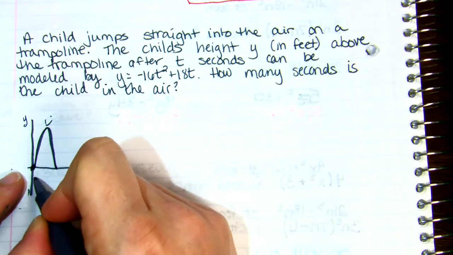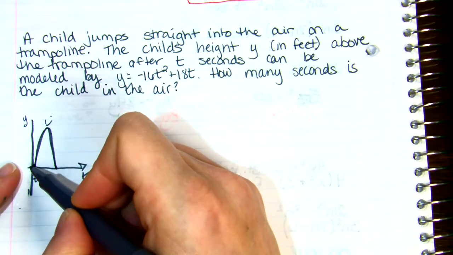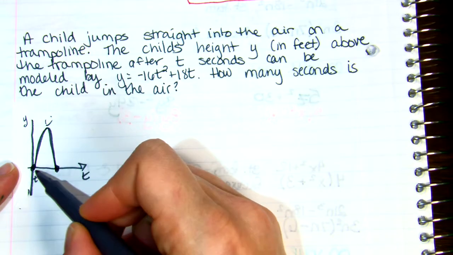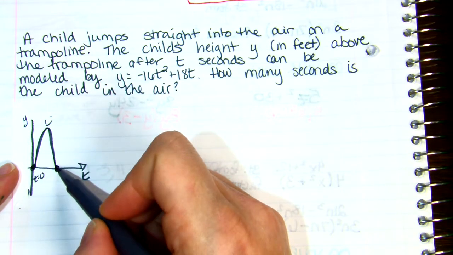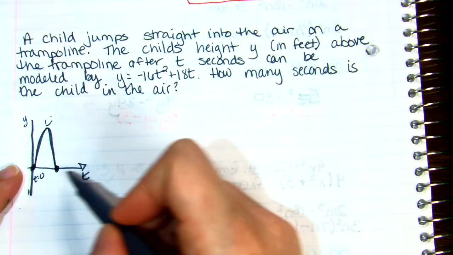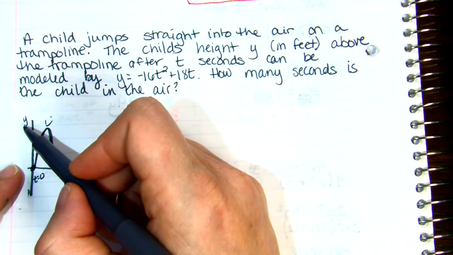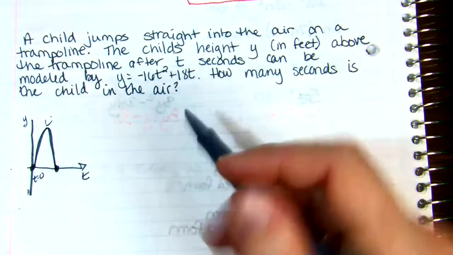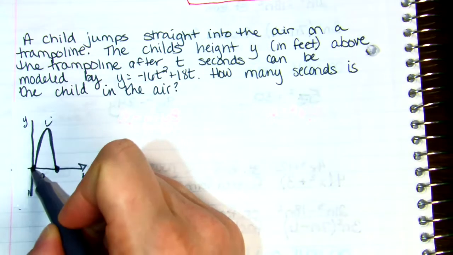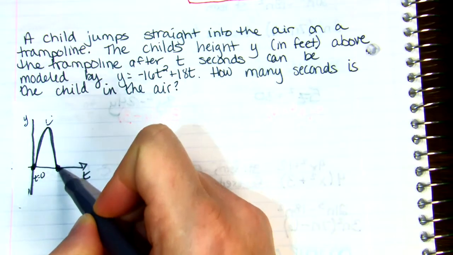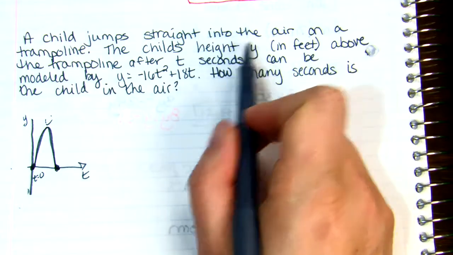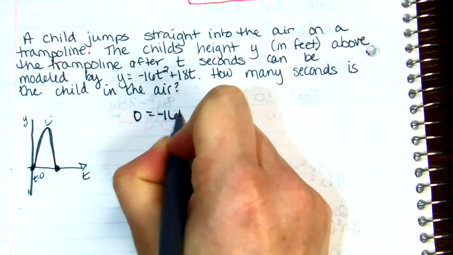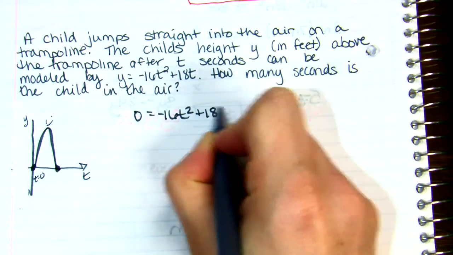So when time equals 0 is when the kid is going to start the jump, but we need to know how much time has passed, so when the kid lands back down. And you'll notice that the kid is on the trampoline when y equals 0. So when their height is 0, the kid is back down on the trampoline. When they start, their height is 0. When they land, their height is 0. Remember, it's the height above the trampoline. So what that tells me is I'm going to use this equation where y equals 0.